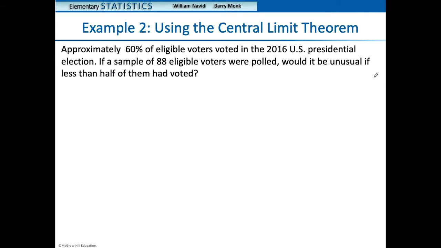So the population proportion is the 60%, or 0.6, right? And the sample proportion would be based off of the 88 voters. We want to ask, would the probability of less than half of those 88 randomly selected voters having voted be unusual? So we need to find the probability of that event and then see if that probability is less than 0.05 or not.